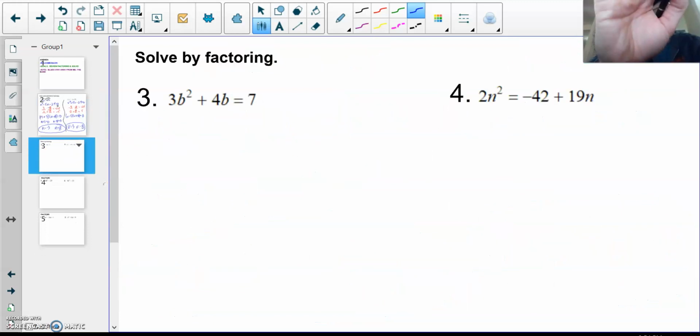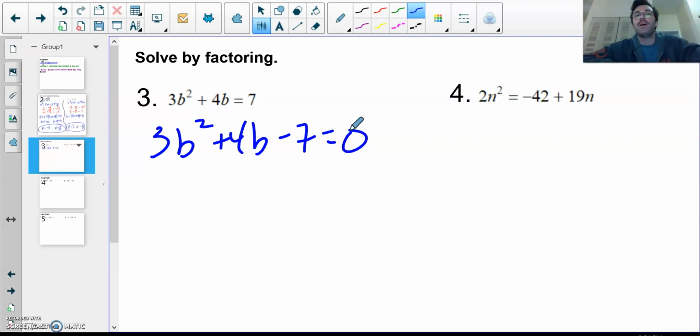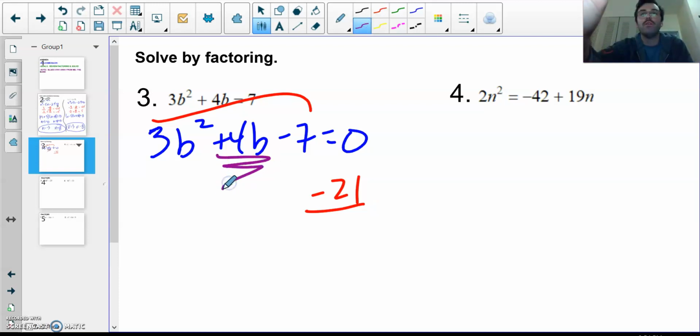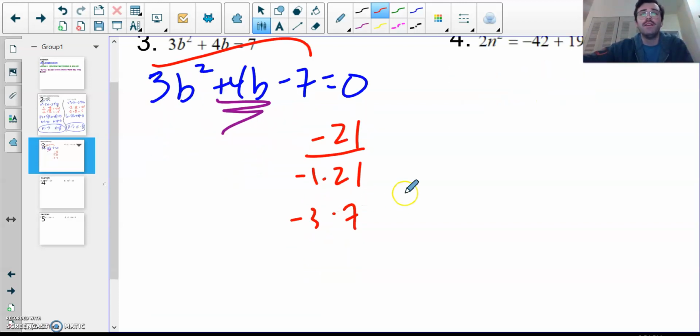Again, I need to make sure it's equal to 0, so I have 3b squared plus 4b minus 7 equals 0. The first question I should always ask myself is, is there a greatest common factor? Unfortunately, there is not. So I multiply my first number times my last, which gives me negative 21. I think about the factors of negative 21 that add to give me 4. Well, 1 and 21, 3 and 7. I want positive 4, so I make the 3 negative.